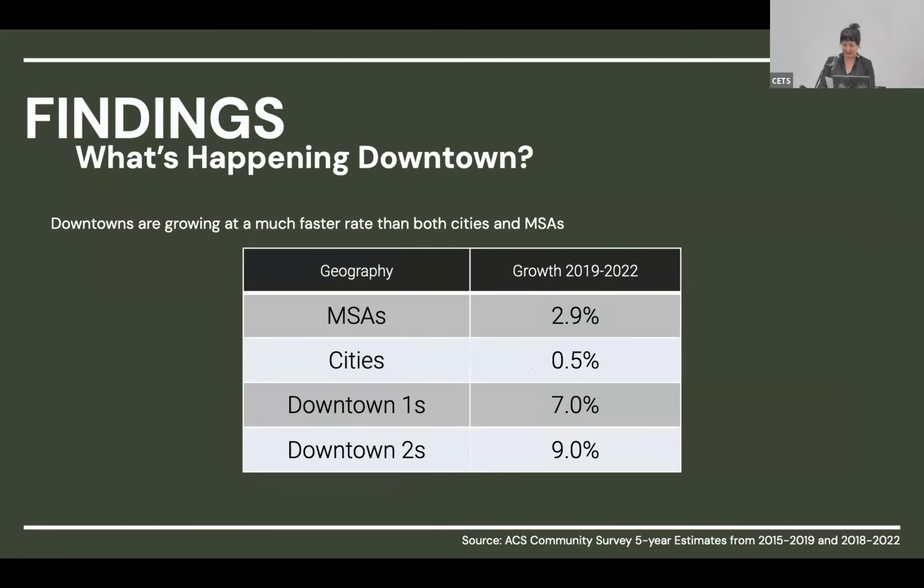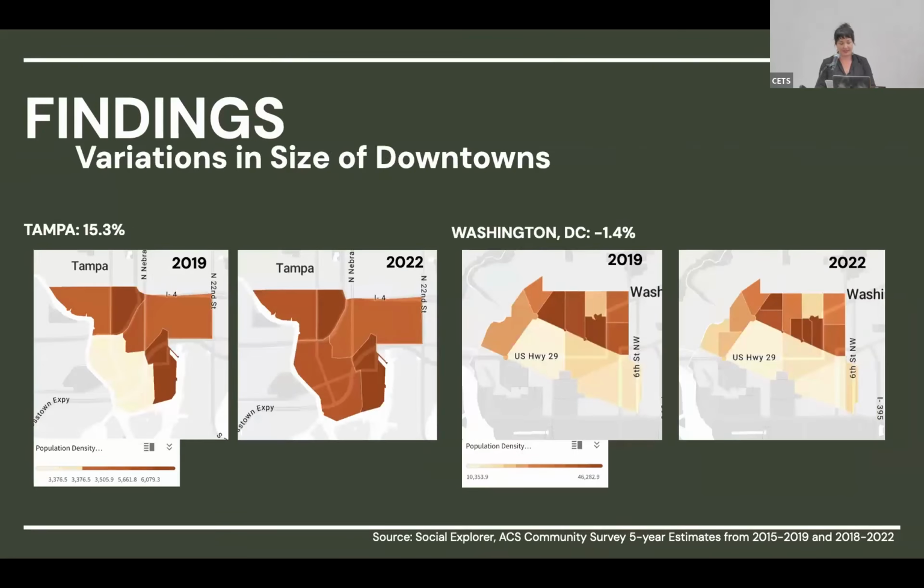So what's happening downtown? On average, downtowns are growing at a much faster rate than both cities and metro regions. And this is particularly true for the more geographically restrictive definition of downtown, the downtown 2. They're the fastest growing geography in the country. And let's look at some more correlations.